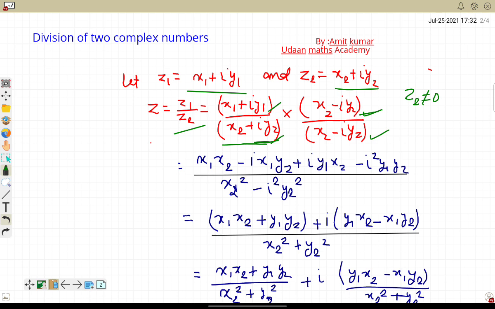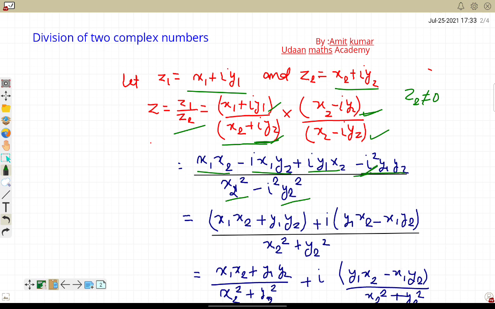So this becomes x1 x2, plus iota times x1 y2, next one is iota times y1 x2, and the last one is iota into iota, that is iota square, and y1 y2. In the denominator you can check x2 plus iota y2 into x2 minus iota y2. So a plus b into a minus b is equal to a square minus b square. So we can write x2 whole square minus iota square into y2 whole square. Okay, you can check this value is x1 x2 and iota square is equal to minus 1, so minus and minus, this value becomes plus.